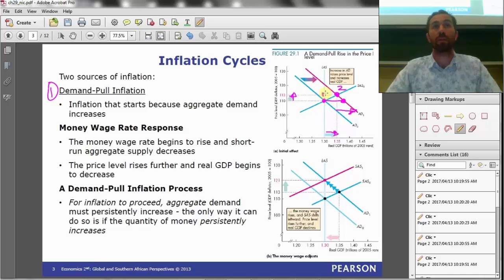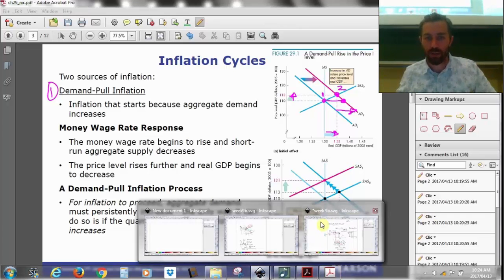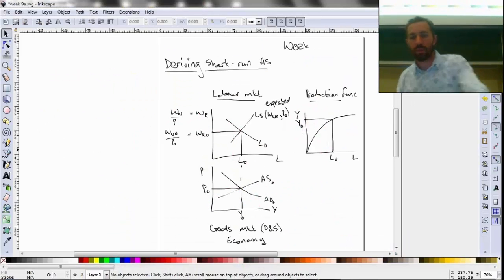Are we at a point where labor demand and labor supply intersect? In the short run at point 2. Okay, let's go back to what our diagram looked like, although it is a little bit of a mess. I'll just zoom in a bit.